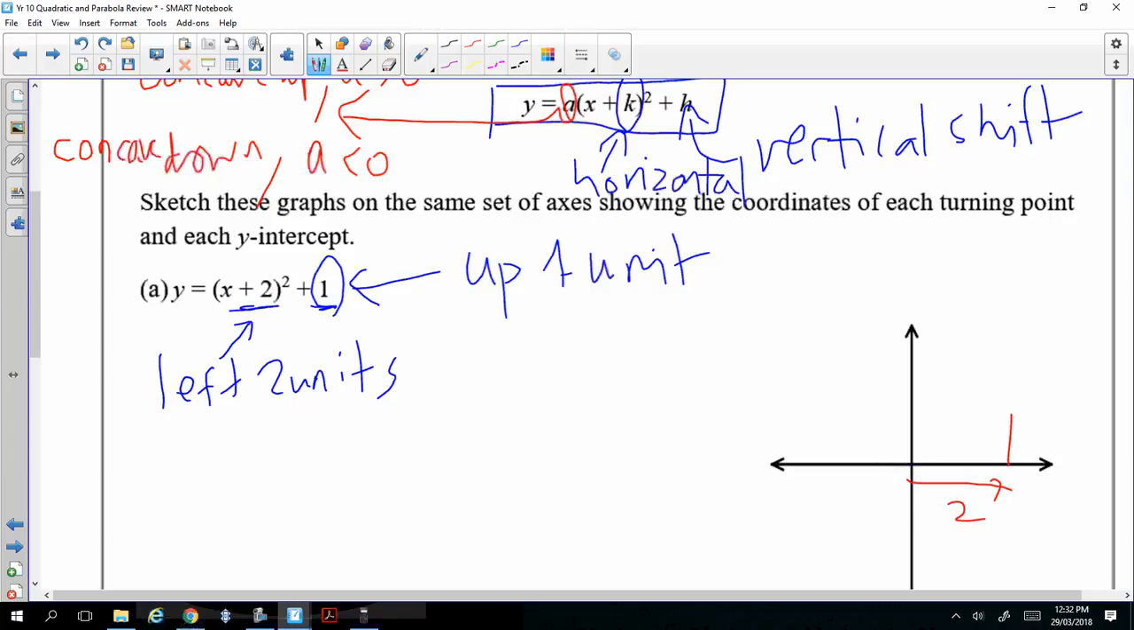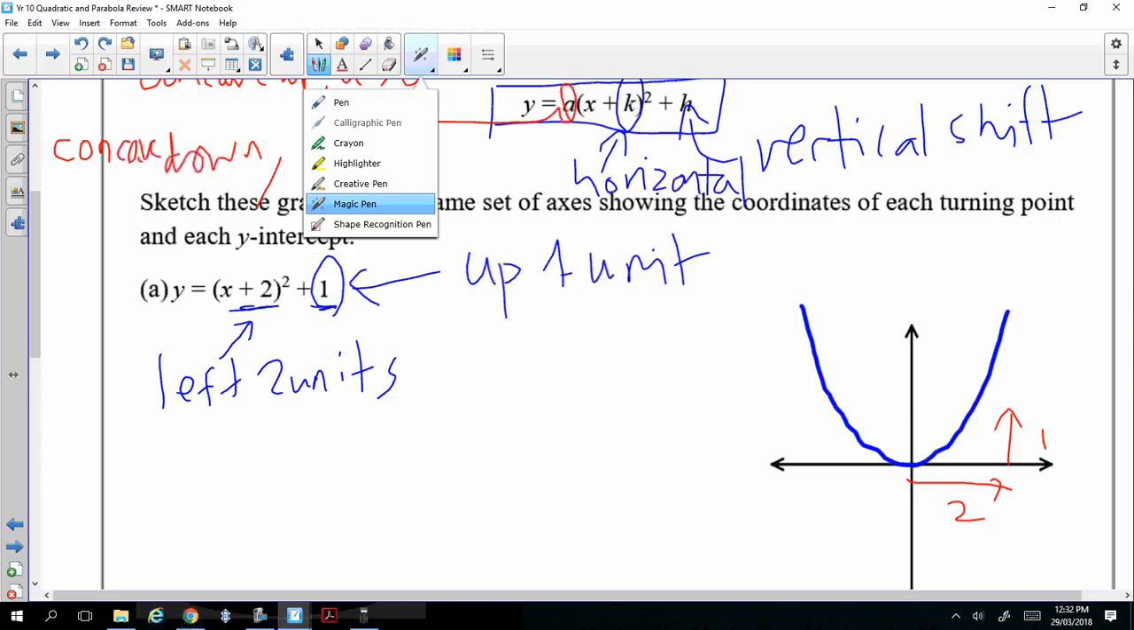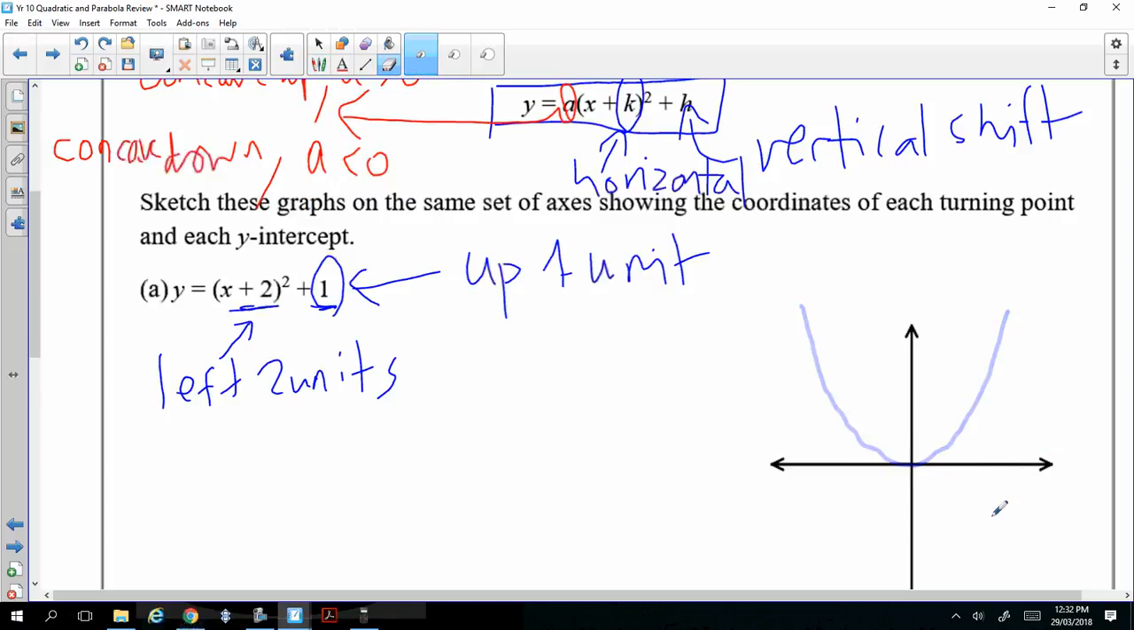Sorry, so we'll rub this off. We're going to draw this again, and then go back to the other pen. Left 2 units, so left 2, up 1. So we end up at the vertex. That's your vertex, the corner, which is -2, 1, like that.